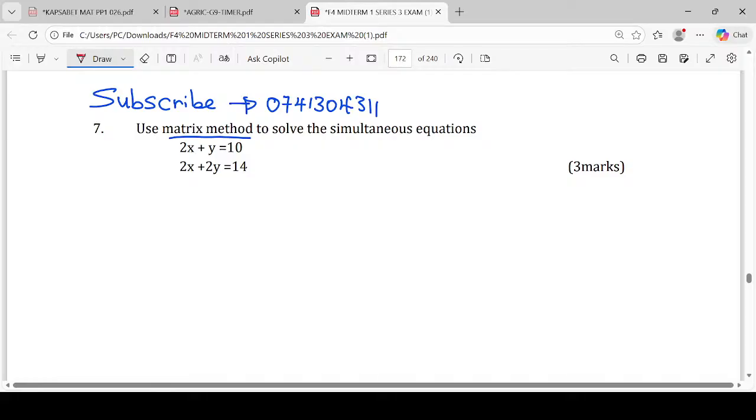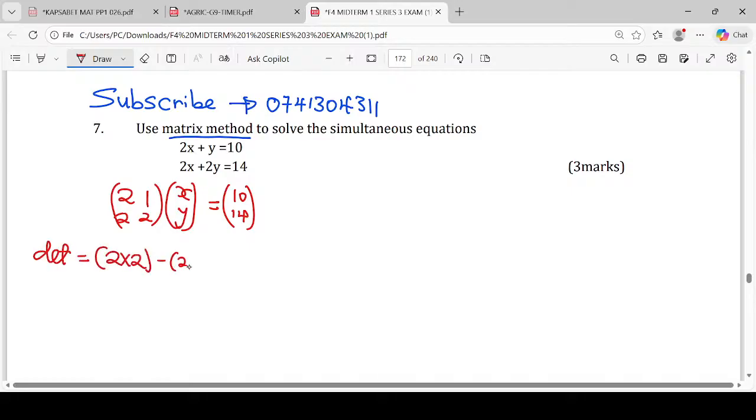So first of all, these are linear equations. We are going to write what is called a matrix equation. The matrix equation here will be [2, 1; 2, 2] times [x; y] is equal to [10; 14]. This is what is called a matrix equation. Step number 2, we are going to get the determinant, which is 2 times 2 minus 2 times 1. That's like saying 4 minus 2, which is 2.